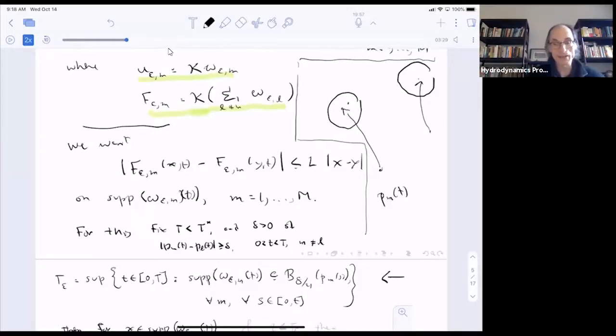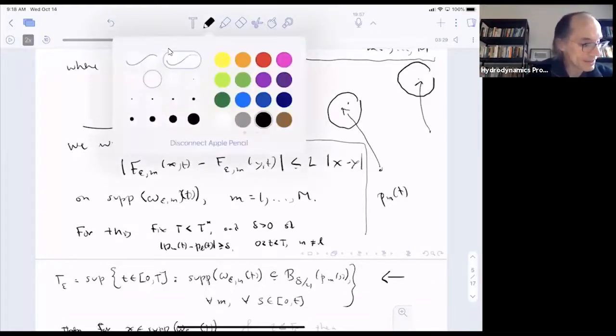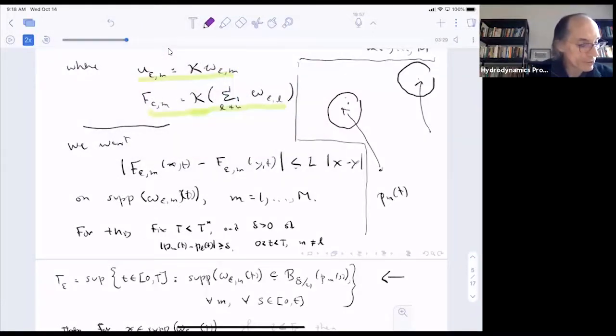It's defined in such a way that, up to time T epsilon, at any time up to time T epsilon, if I look at the mth blob, it will stay contained within this ball of radius delta over 4 around the mth ODE trajectory. So I have these blobs, but they stay close to the classical trajectories.